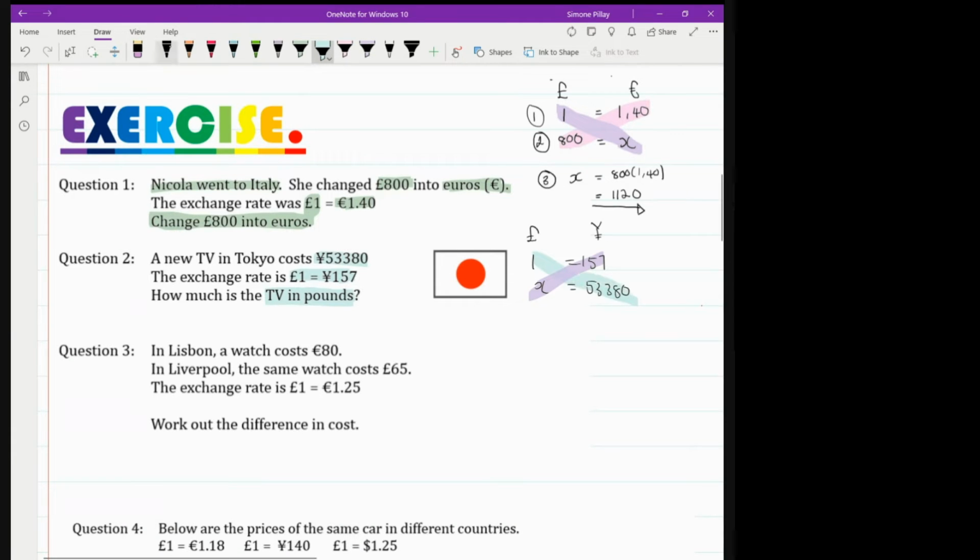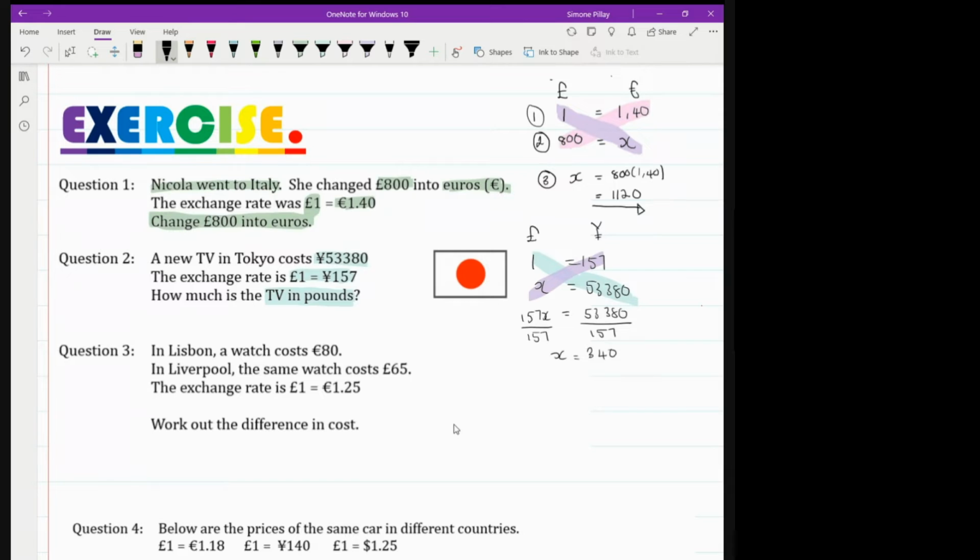When you cross multiply, you are going to get 157x, which is going to equal 53,380. To get x by itself, we're going to do exactly what Abu suggested. We are going to divide by 157. And what is my answer? We are going to get 314.